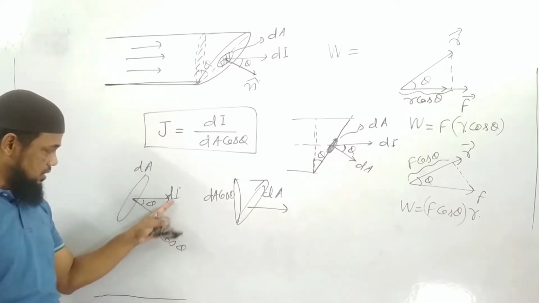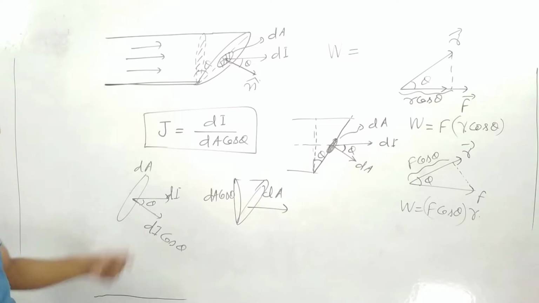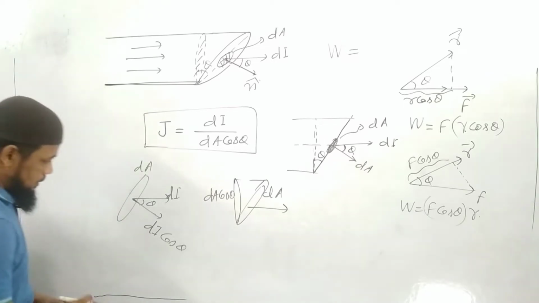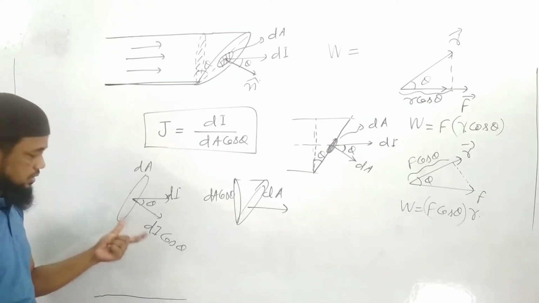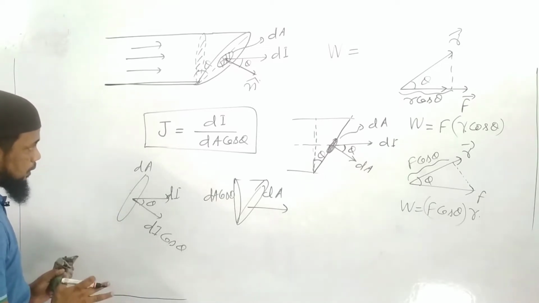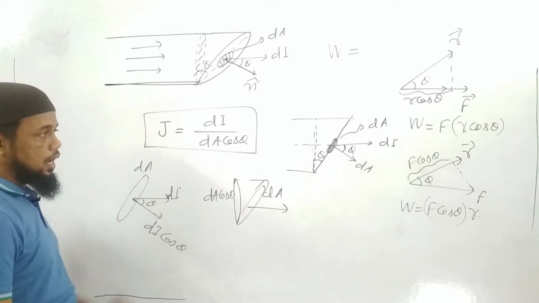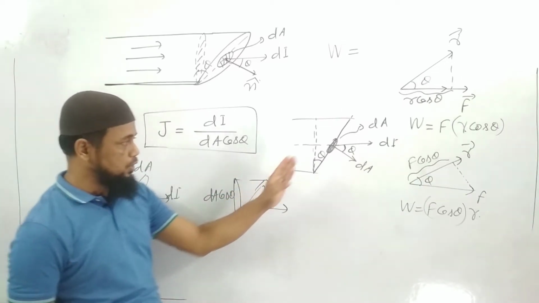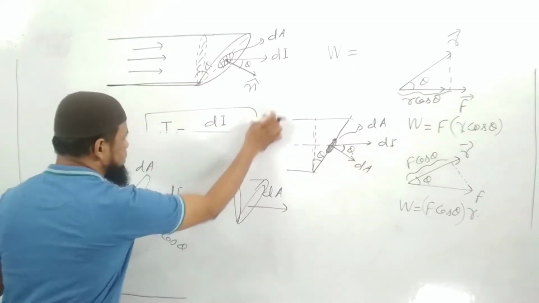Here current is a scalar quantity. We do not go for resolution of current like this. But when we consider ideal current, there we resolve. That is a different situation. So here you remember we'll take the component of area normal to the current. This is current density.